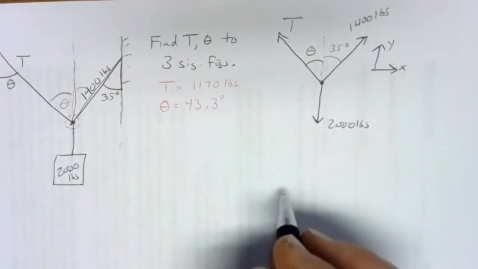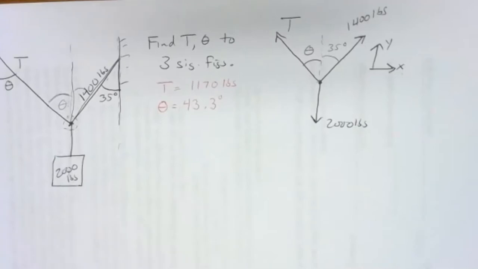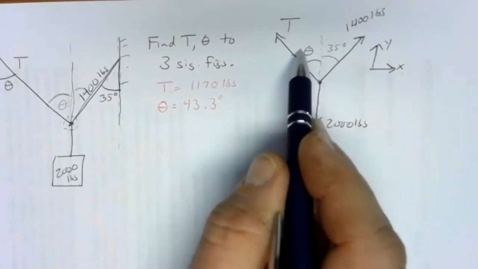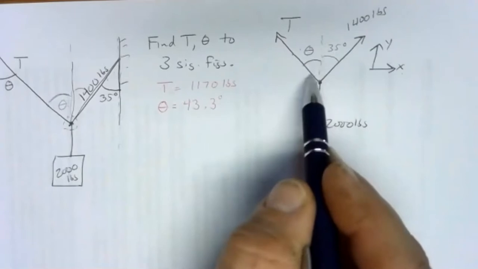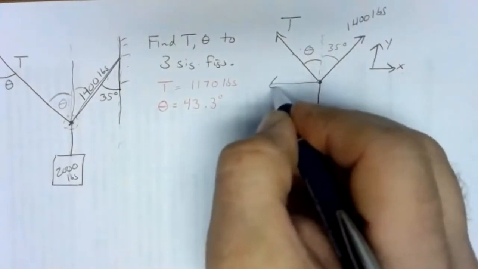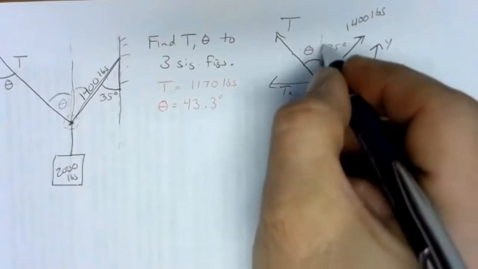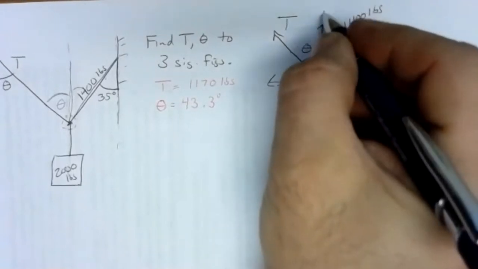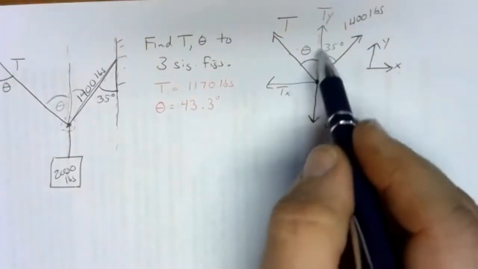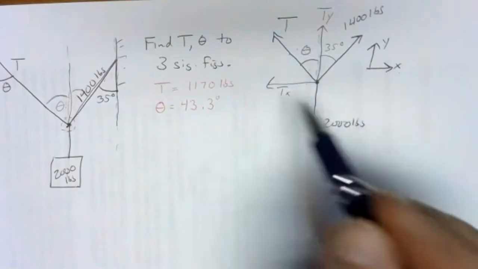Now the big trick to these, and the one that tends to give people problems, the thing they forget, is that when you know nothing about the force, you don't know magnitude, you don't know direction, just represent the components. Use Tx and Ty, or Fx and Fy, or whatever you choose to call them. That's going to be better than using T cosine theta and T sine theta.